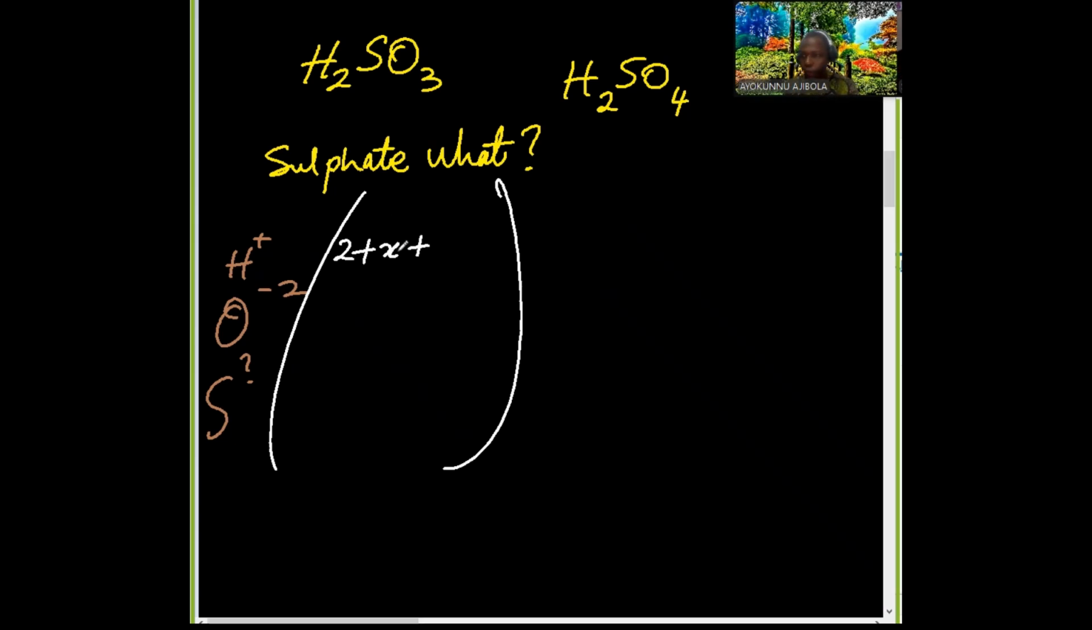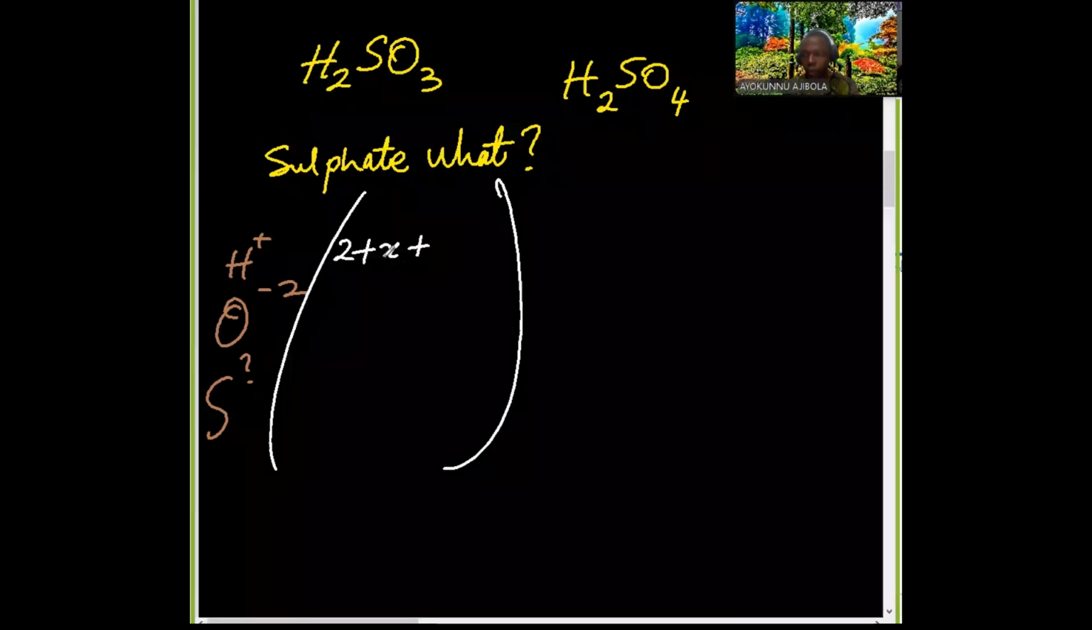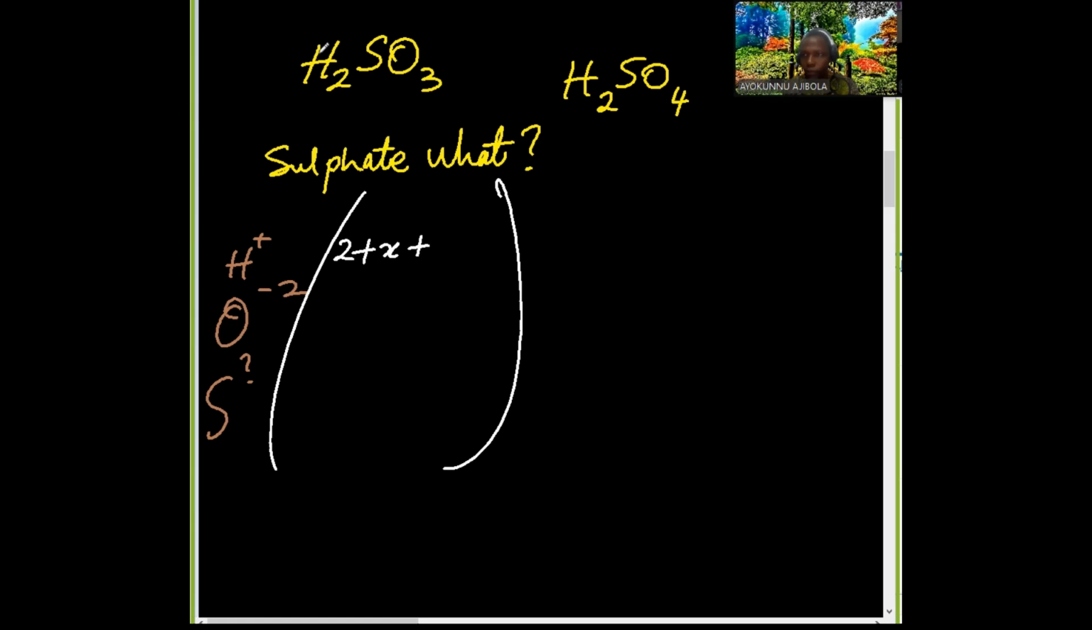Okay, let's continue. If we are trying to name this, it is positive 2 of hydrogen plus what we're looking for, sulfur, and negative 6 of oxygen, to give us 0. So we now have 2 there, minus, that is minus 4, right? So x equals 4, right?